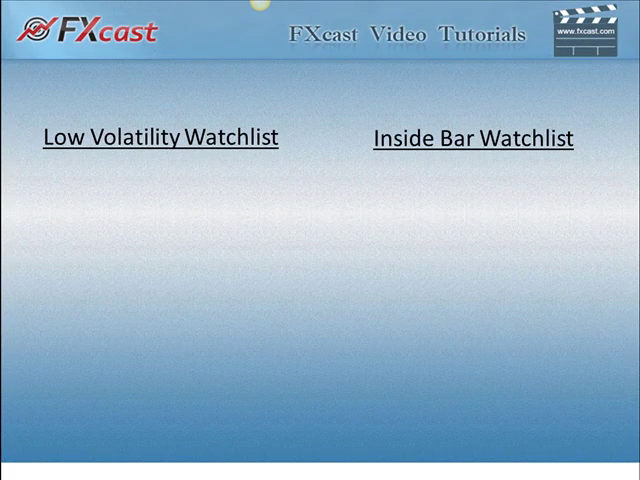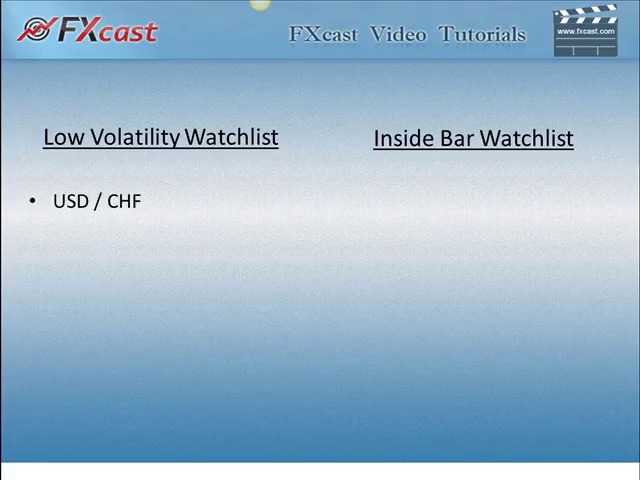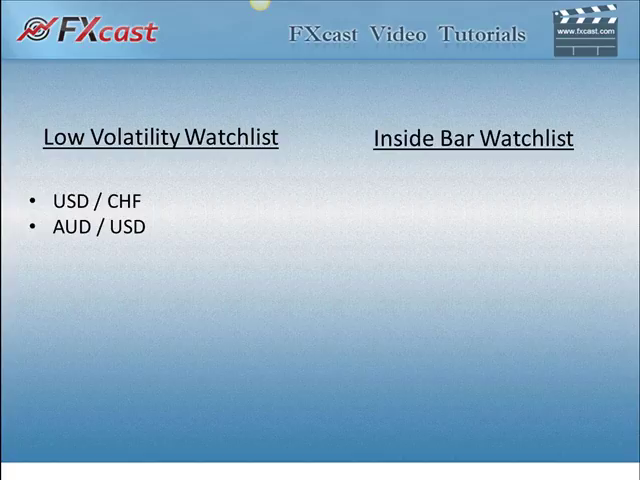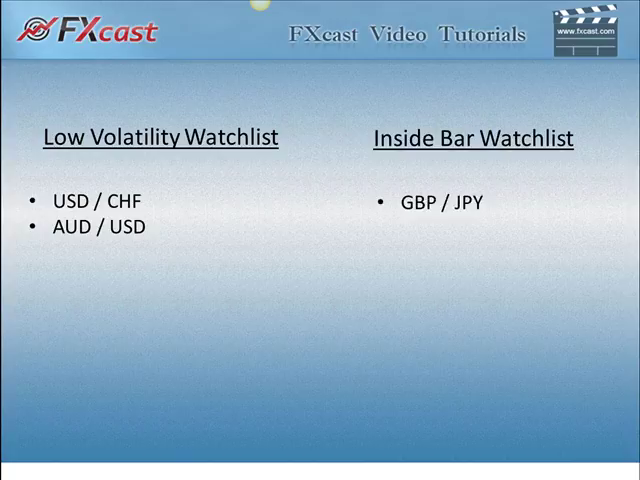As we move to our low volatility watch list using our 1 hour time frame and our Bollinger Bands, we have the dollar franc and we have the Aussie dollar. Remember, we just talked about the doji that the dollar franc had. For our inside bar watch list, we are going to be watching the pound yen, marking the high and low of today's trading action. Let's go to our economic calendar.